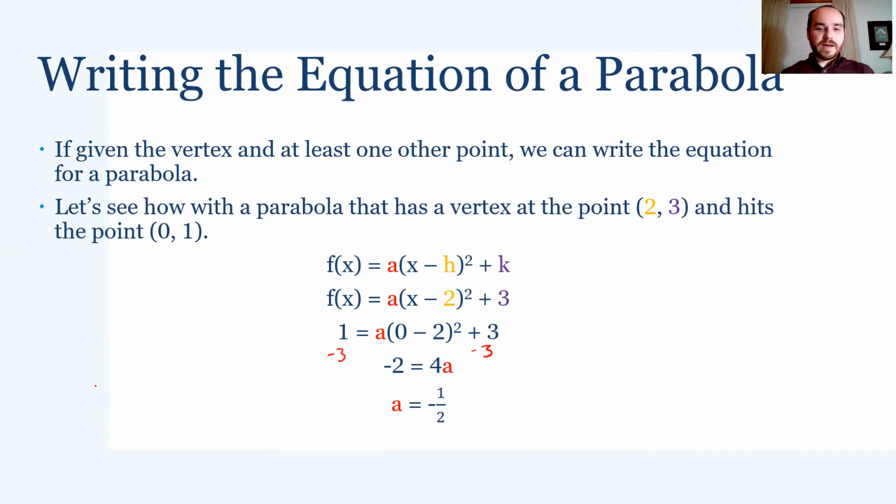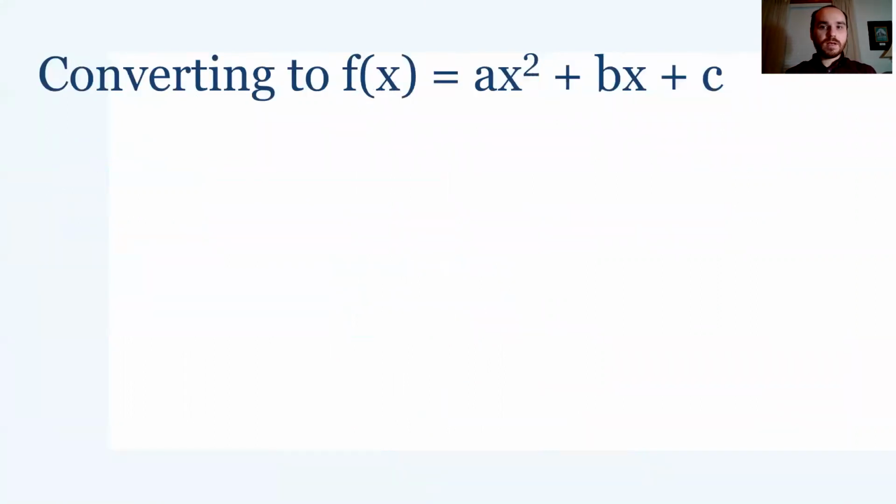And then once we simplify that, we divide both sides by 4, we get that a is equal to negative 1/2. So then all we have to do is plug this back into our equation, and now we have f of x equals negative 1/2 (x minus 2) squared plus 3. Okay, I'll probably run through some examples of how to do this in class at some point, because I think it'll be valuable to see that.